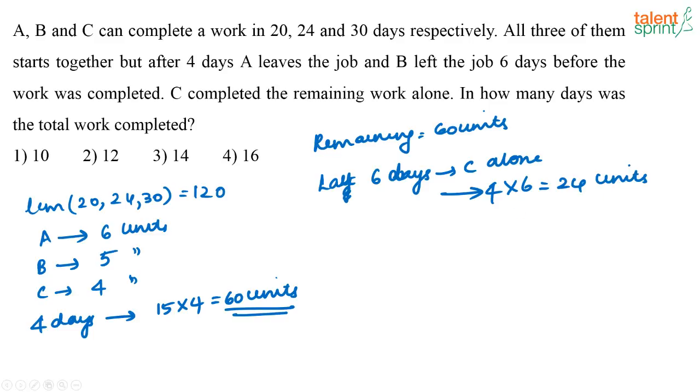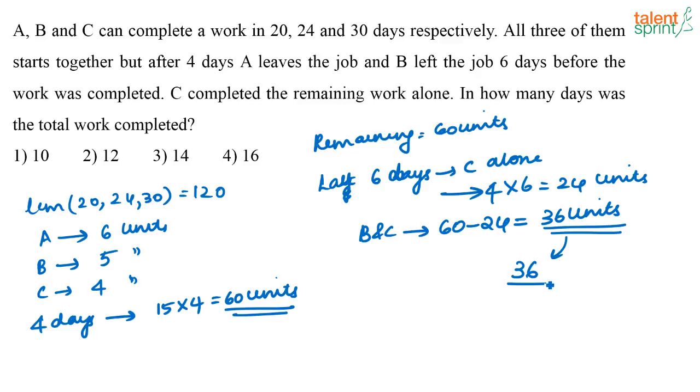Now how much was remaining? So out of the 60 units, for the last 6 days C works and completes 24 units. So how many units did B and C complete together? B and C have completed 60 minus 24, that is equal to 36 units together. Now to complete these 36 units, how many days would B and C have taken? In one day B and C will together do 9 units. So these 36 units would be completed by B and C in 36 by 9 or 4 days.